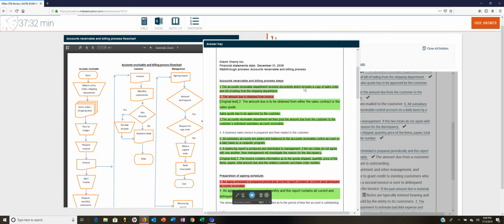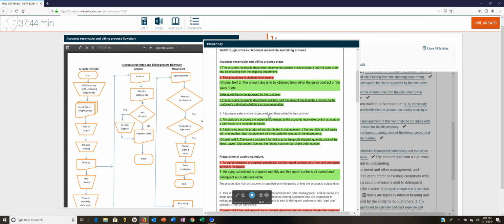Let's take a look at number 3 here. The accounts receivable department will then post the amount due from the customer to the customer's individual subsidiary account receivable. That's correct. A business sales invoice is prepared and then mailed to the customer. Remember, that was one that we didn't decide. The next one, all subsidiary accounts are added and balanced to the accounts receivable control account on a daily basis by a computer program. That's correct.